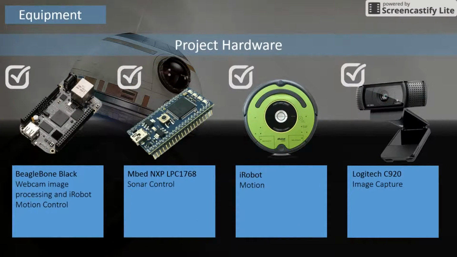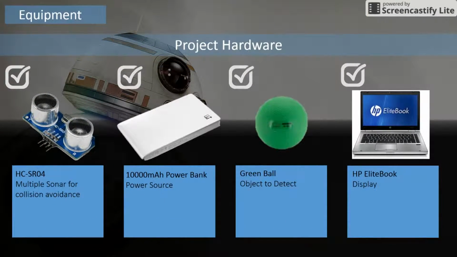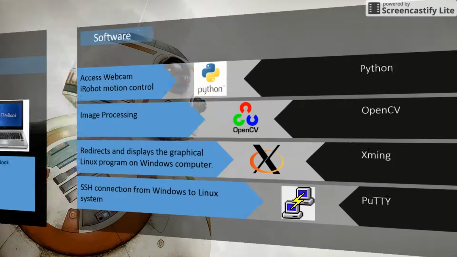Next slide is to show the equipment. We are using BeagleBone Black for webcam image processing and iRobot motion control. We're using Embed for sonar control. We're using iRobot for motion, and we are using Logitech C920 for image capture. More equipment is multiple sonar for collision avoidance, a power bank, the green ball, which is the object we're going to detect, and the display, basically the laptop to display the screen.